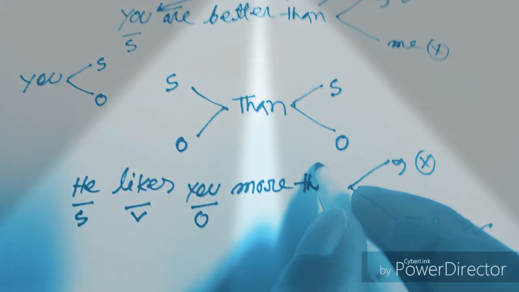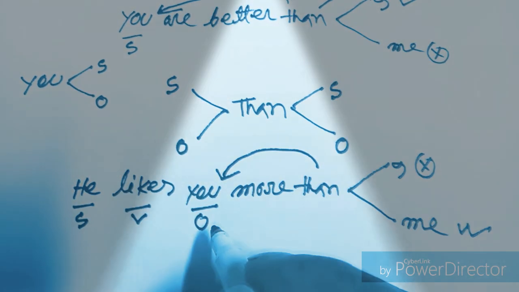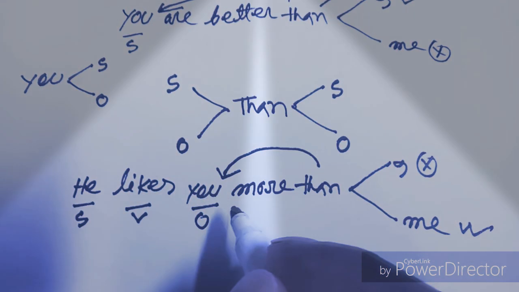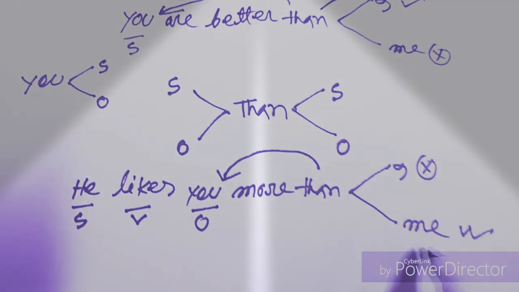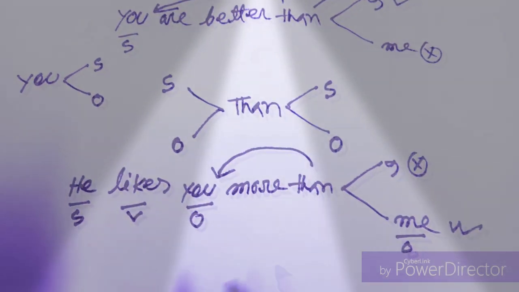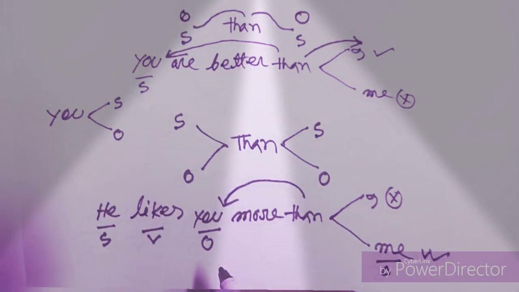So that means before than is you. So now we understand you is the object. Therefore before than is the object. So after than also we have to use the object. What object here? Me. This is the main thing. I think you understand these structures, how to use than.